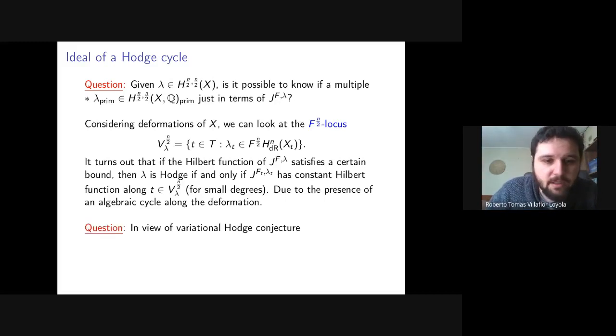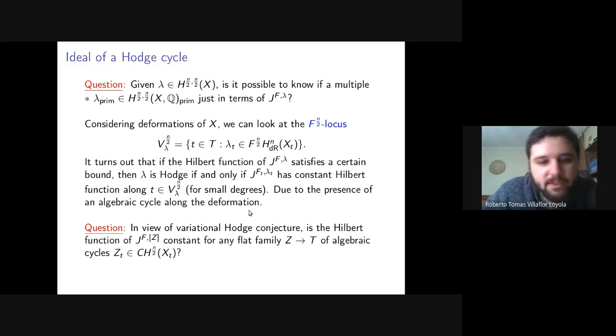So in view of the variational Hodge conjecture, which claims that whenever we take an algebraic cycle and deform it inside this Fn/2 locus, it will always be supporting an algebraic cycle obtained as the deformation of the original corresponding cycle, well, what should be easier to prove is the following question, right? Consider now an algebraic deformation of an algebraic cycle and look at the Hilbert function of the corresponding class of the algebraic cycle along the deformation. So the Hilbert function should be constant, or at least constant in some smaller degrees, or the degrees generating the equations of the corresponding algebraic cycle inside the hypersurface.